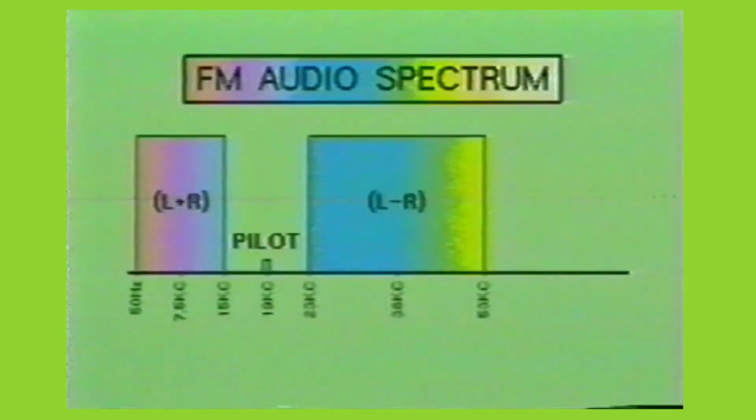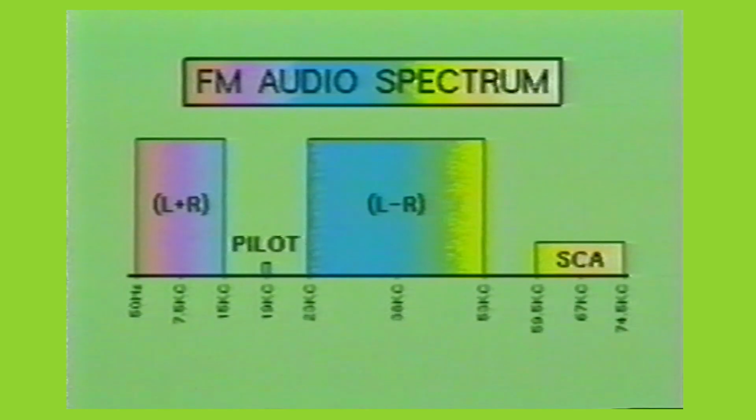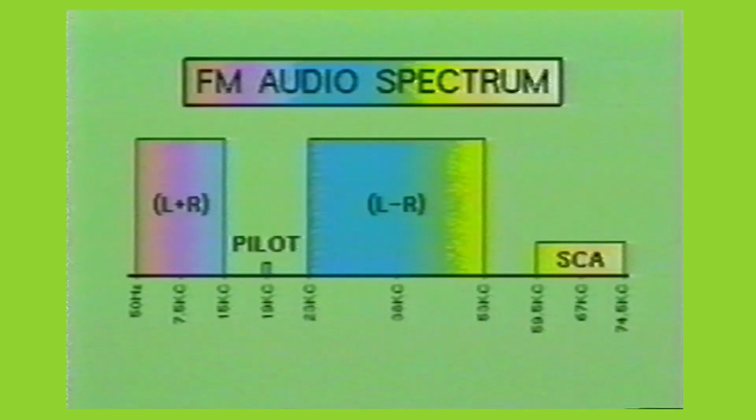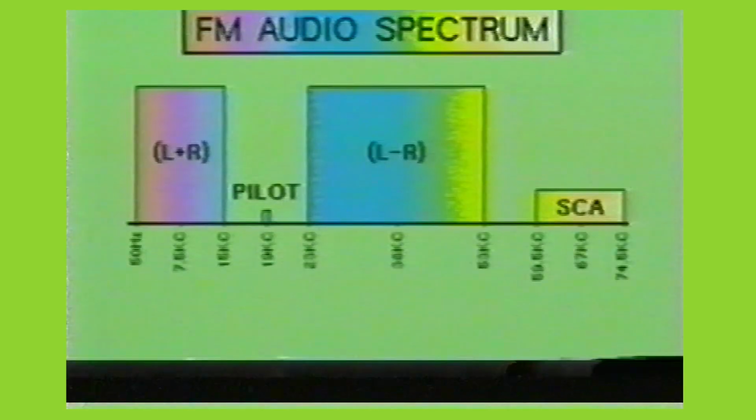Sometimes an FM broadcast station might also transmit a second program in addition to the main stereo program being broadcast. This secondary program is called Subsidiary Communication Authorization by the FCC. The SCA supersonic signal is usually centered on the spectrum at 67 kHz.